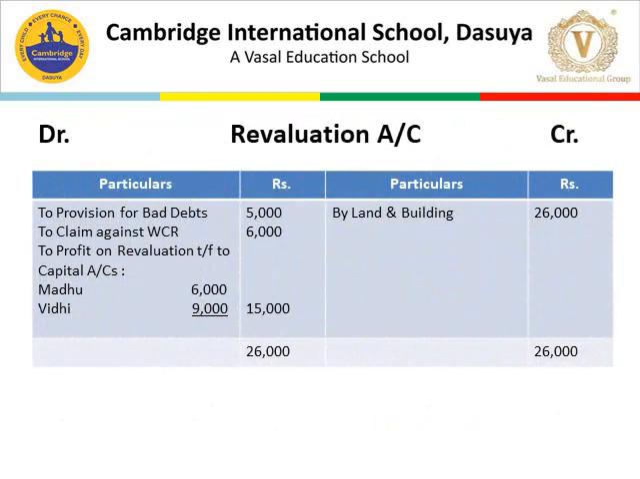First, we will prepare the revaluation account, which is also known as the profit and loss adjustment account. The rule for the revaluation account is all losses should be debited and income should be credited. So the first point is the provision for doubtful debts was to be made equal to 5% of debtors. 5% of debtors is 3 lakh, 5% of 3 lakh is 15,000.